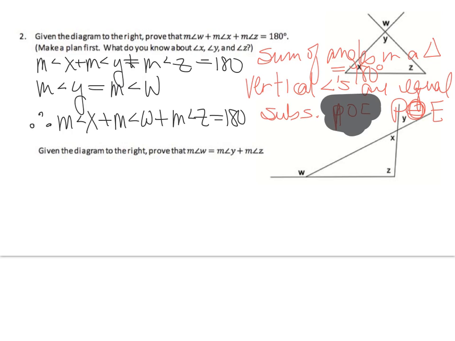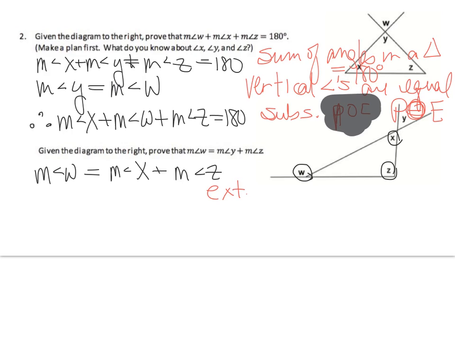Sorry. Next, given the diagram to the right, prove that the measure of angle W equals the measure of angle Y plus the measure of angle Z. That's not quite the sum of interior angles opposite an exterior equals the exterior. But that's okay. We can do it. So what do we know? We know that W equals X plus Z. So let's do that. The measure of angle W equals the measure of angle X plus the measure of angle Z. And my reasoning is a long one.